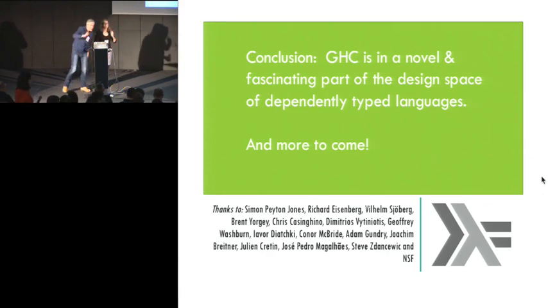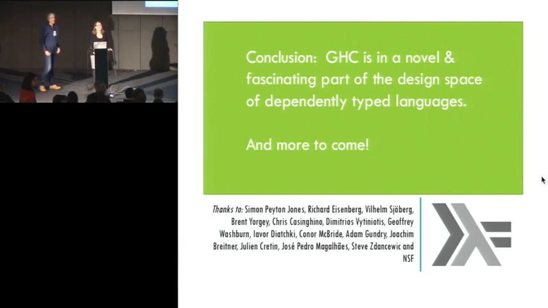So on one of your slides, you cited a 2006 paper by you and some other authors about GHC. How many of the authors of that paper at the time realized that they were doing dependently typed programming?